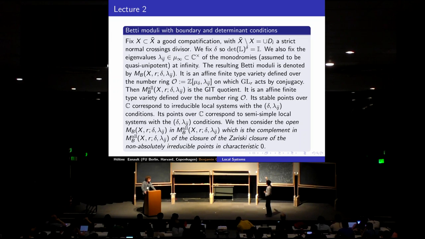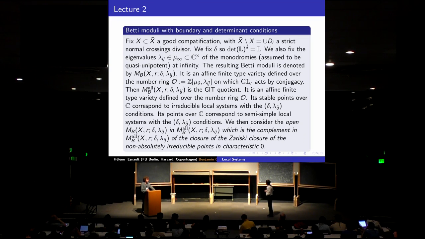And so fix X, here a good compactification. So what is a good compactification? First, the existence is due to Hironaka. And it means that X is smooth, X bar is projective and smooth, and the complement of X in X bar is a strict normal crossing divisor. And what is a strict normal crossing divisor? It's a divisor which consists of a union of irreducible components which themselves are smooth, and they cut transversally.